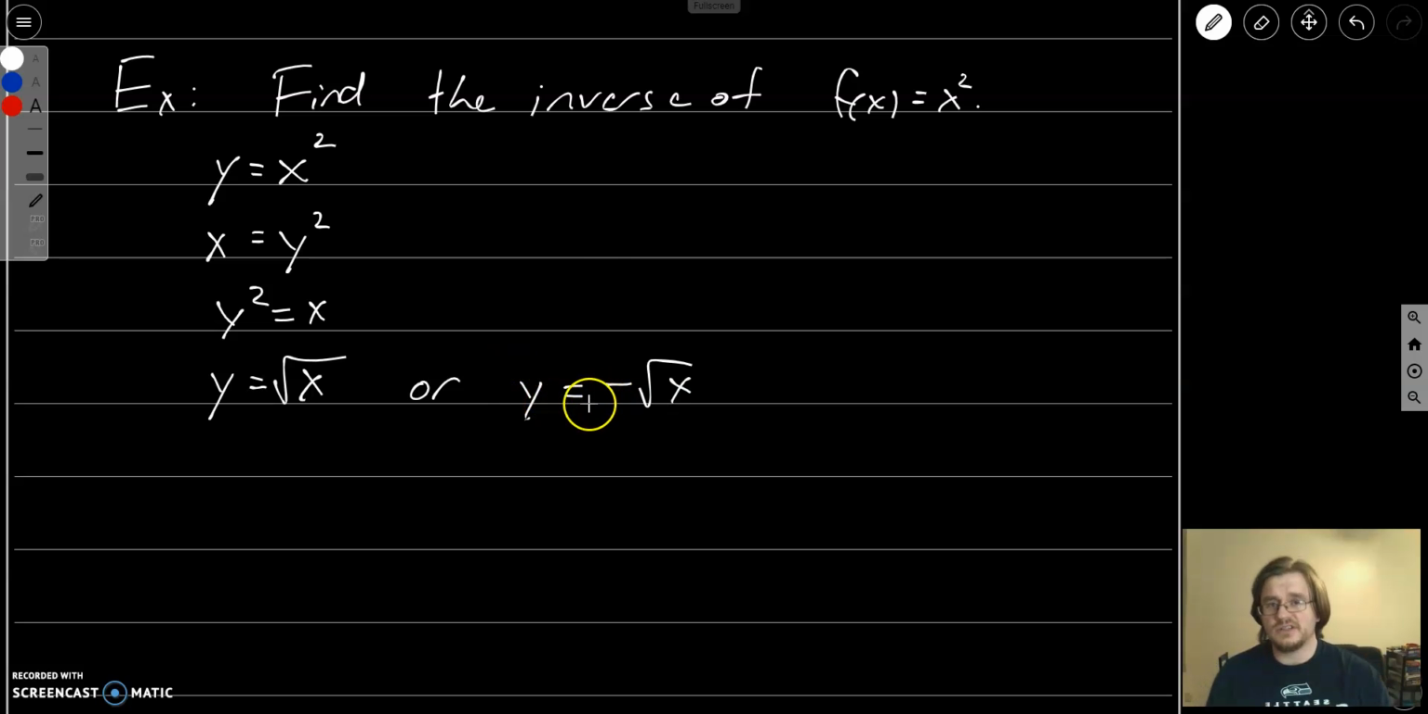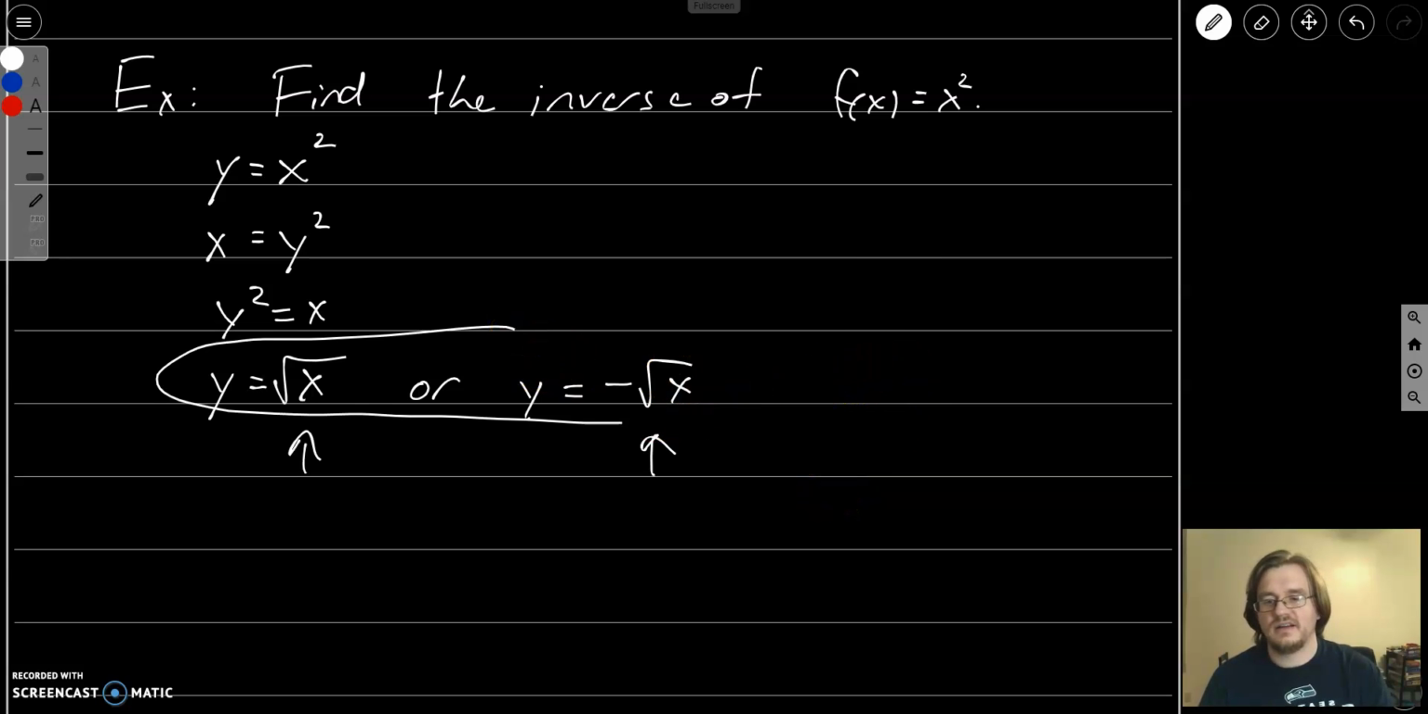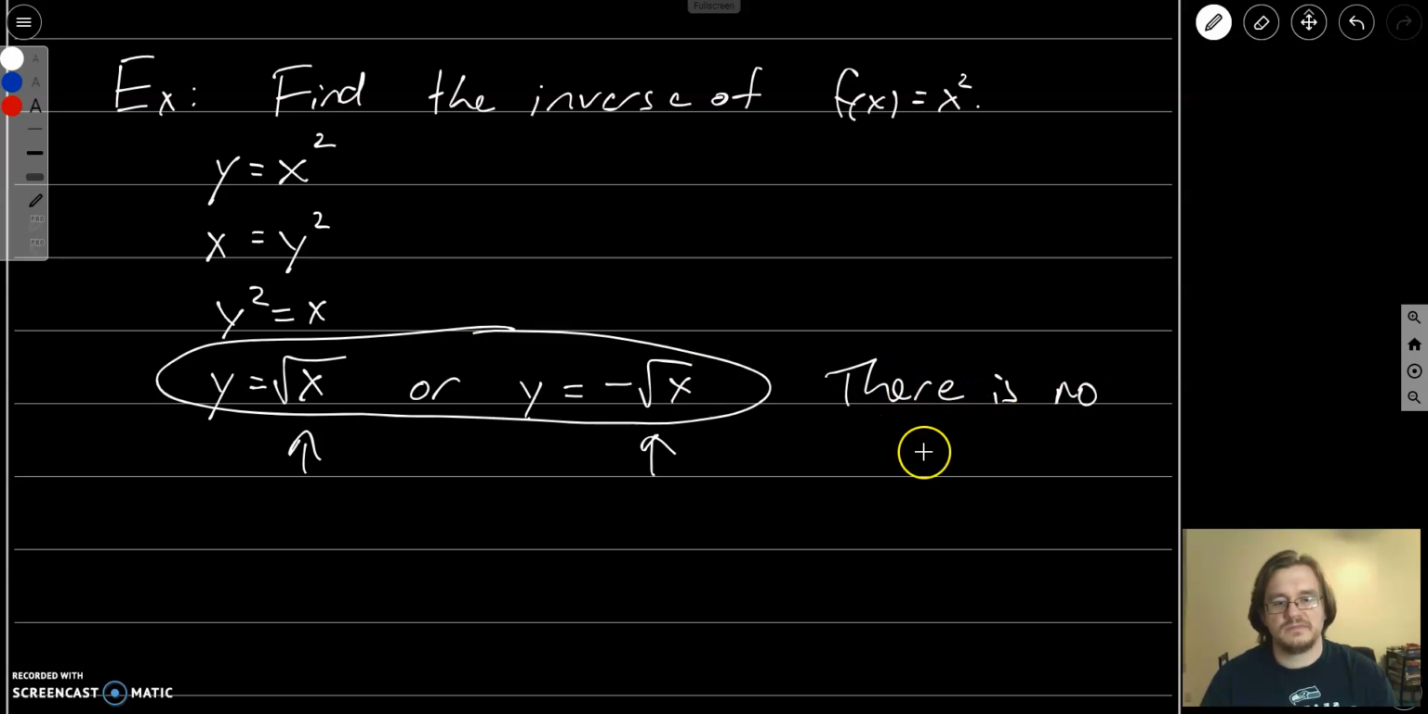If I want to define a function, whenever I'm given an input to the function, I have to tell you what the output is. Well, do we choose the positive square root, or do we choose the negative square root? In this instance, this right here means there is no inverse. Any time that you have to make a choice, which one do you want for your output? If there are multiple things, there cannot be an inverse.